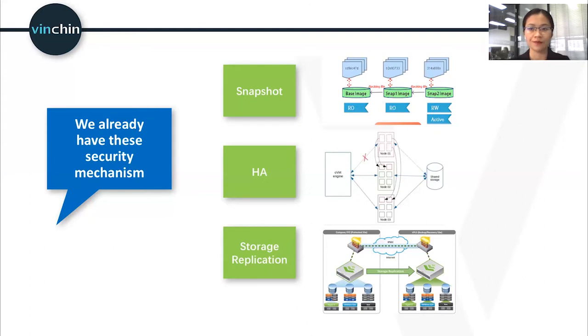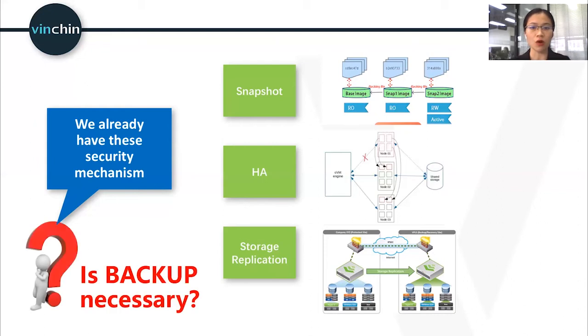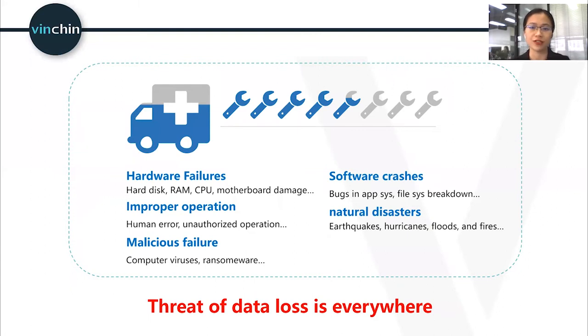But is that enough? Is backup necessary if we already have these security mechanisms in hand? I think the answer is no. Snapshot relies heavily on production data and will cause poor performance of the production server. HA and storage replication can only prevent data loss from hardware failure. But actually, the threat of data loss is everywhere and more than just this. Software crashes, human error, virus, ransomware, even a natural disaster can get your critical data lost. Data backup is the last line of defense for data security.